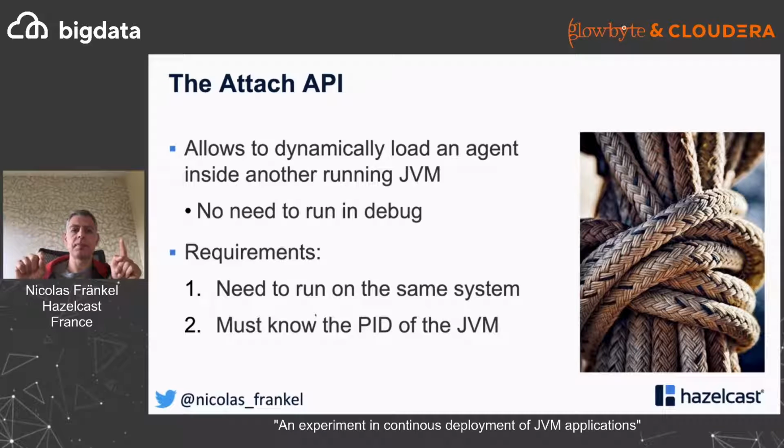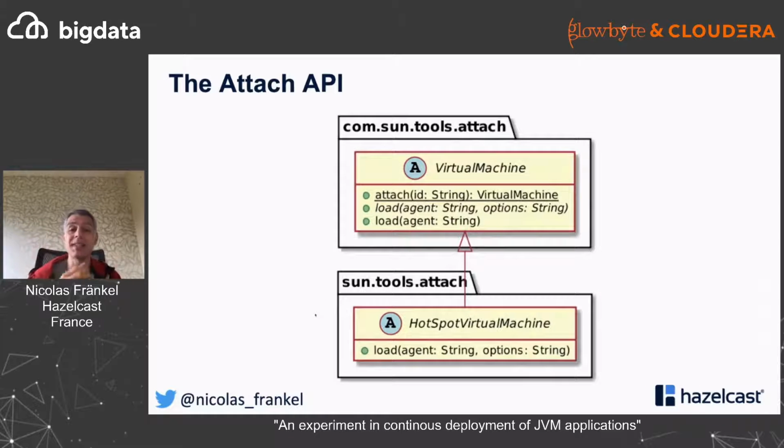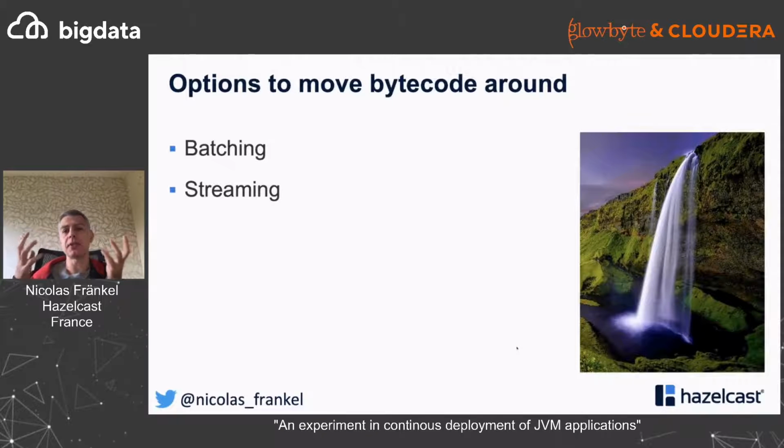They need to run on the same system. And the attacher JVM must know the PID of the attached, or the would-be attached, JVM. And the API is even simpler than the previous one. Basically, you have two packages. The first one has two classes. The first one is the virtual machine, and the virtual machine provides a static method that accepts the PID and returns a virtual machine, or more importantly, probably an implementation of the virtual machine. And if you are using a HotSpot JVM, for example, then you've got this load method that allows you to pass the path to the agent plus options if need be. And that's all.